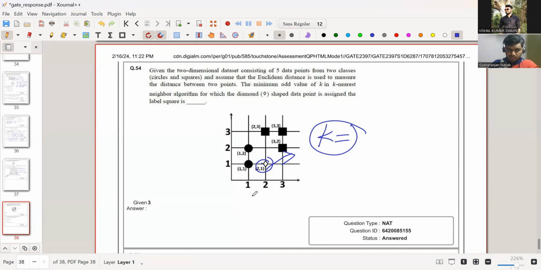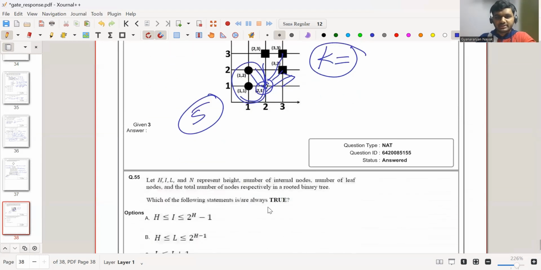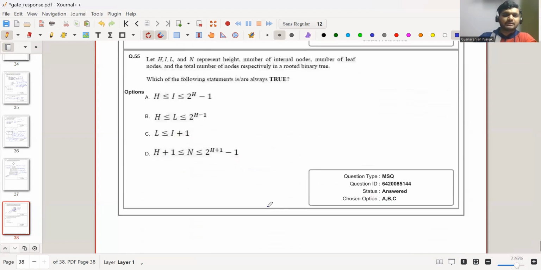If the value of k is 3, then it is assigned with square. If the value is 4, then it is also assigned with diamond. If the value is 5, then it is compulsorily assigned with circle, diamond. Okay, so here the answer is 5. Okay, so we proceed for next, that is the last one.